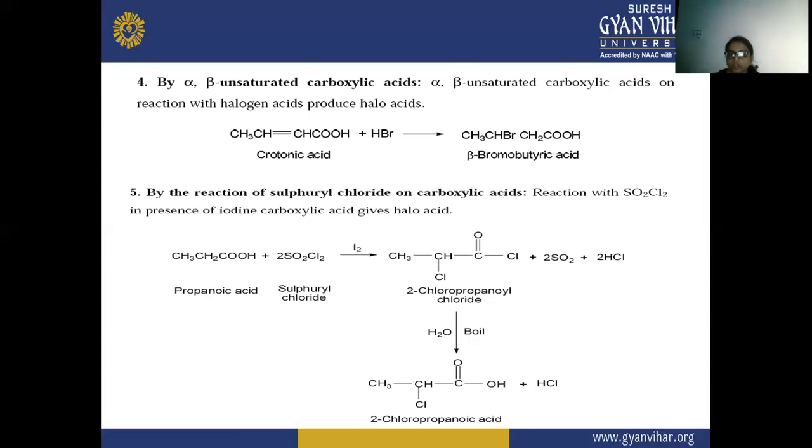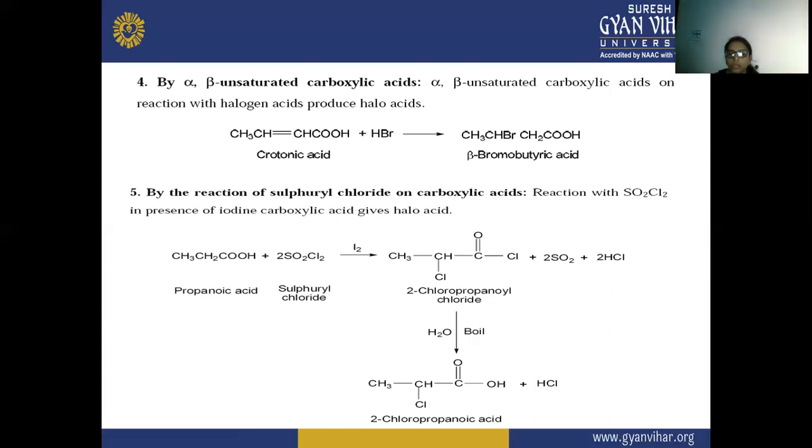So when this sulfuryl chloride is reacting with this carboxylic acid, then there is a formation of this propanoic acid, means there is a formation of the alpha halo acid. So reaction with SO2Cl2, that is the sulfuryl chloride, in presence of iodine, carboxylic acid gives halo acid. So this carboxylic acid gives halo acid.